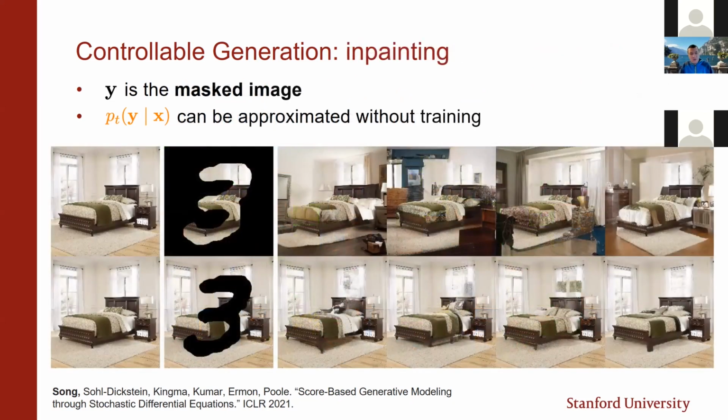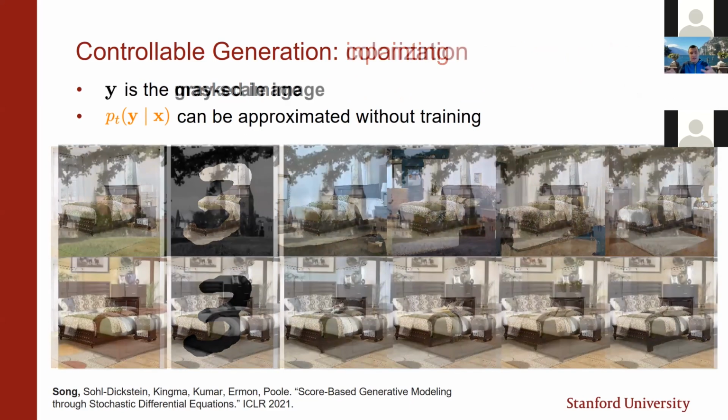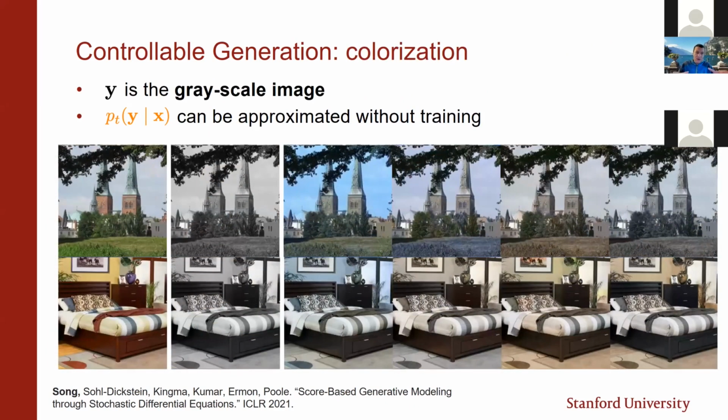If you have some kind of measurement, P of Y given X, that relates an image X to some kind of measurement, like a masked version of the image, again, you can plug it in, and you can do painting, you can do colorization. And the cool thing is that these are not models trained for that particular task. You just take a pre-trained noise conditional score model for the prior, you couple it with different likelihoods, and you can get pretty good results. These are not state-of-the-art results, but they're pretty good. And it just works out of the box, without requiring any additional training.